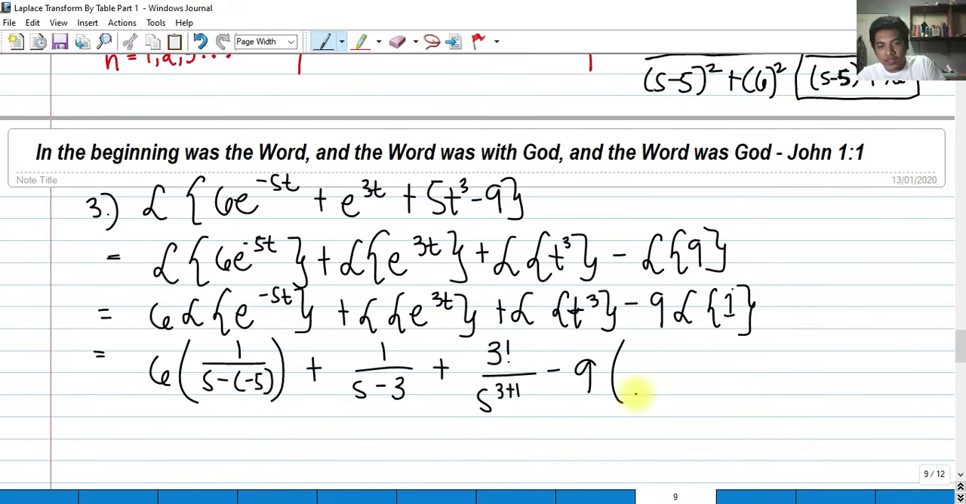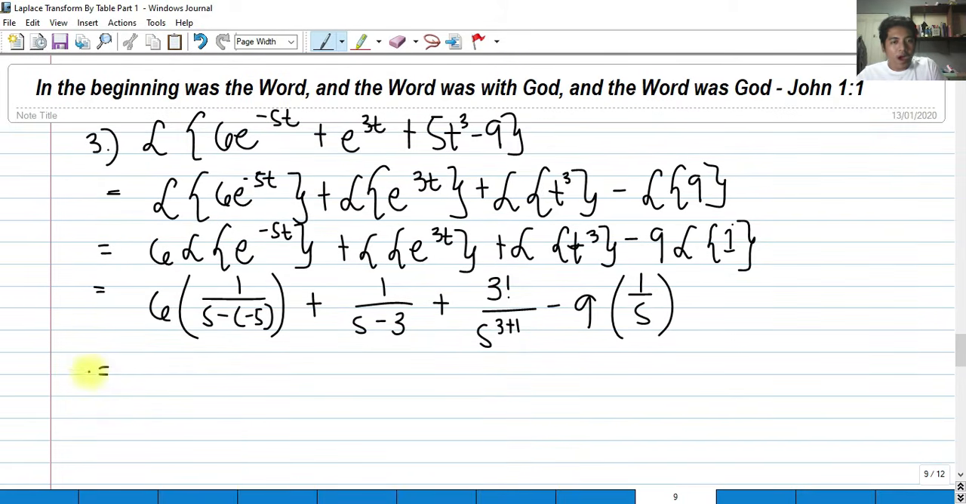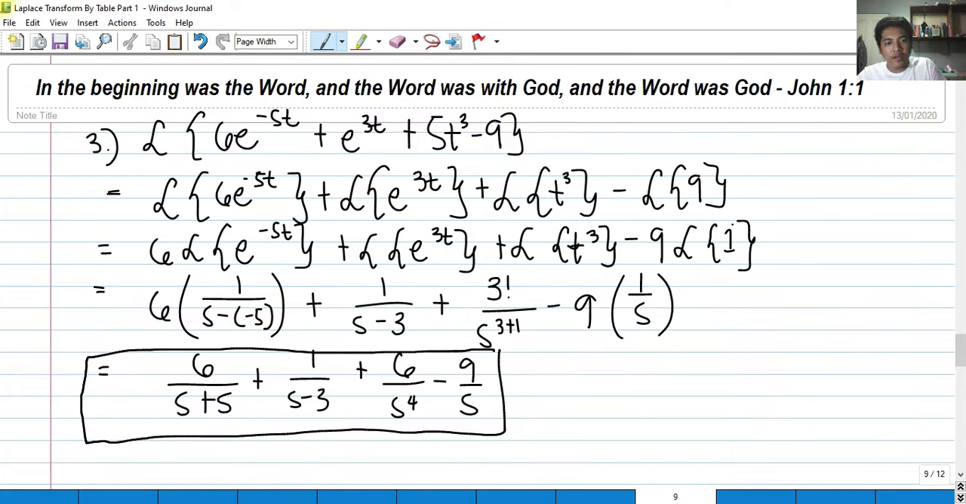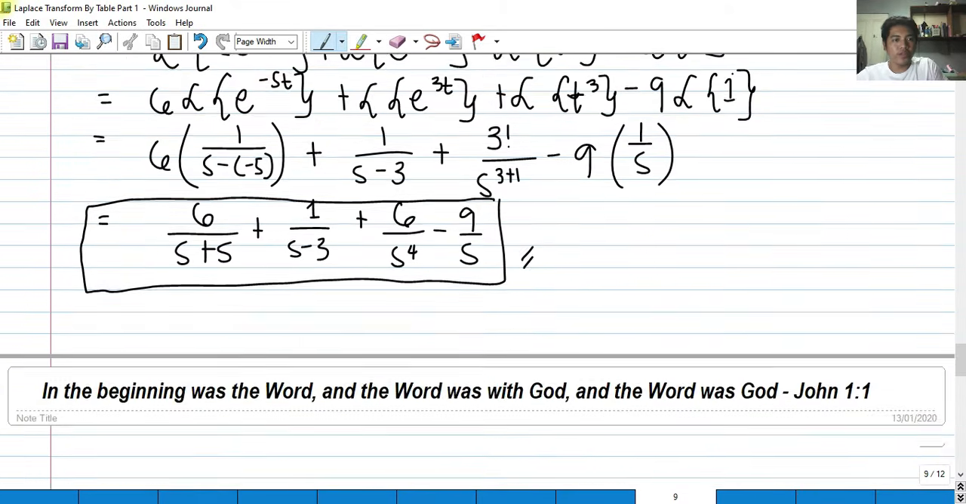Minus 9, the Laplace transform of 1 is 1 over s. So simplifying, our answer, we have 6 over s plus 5, plus 1 over s minus 3, plus 3 factorial, that is 1 times 2 times 3 is 6, over s raised to 4, minus 9 over s. So this should be our Laplace transform for the given problem. This is our final answer. Okay, let's proceed with another problem.